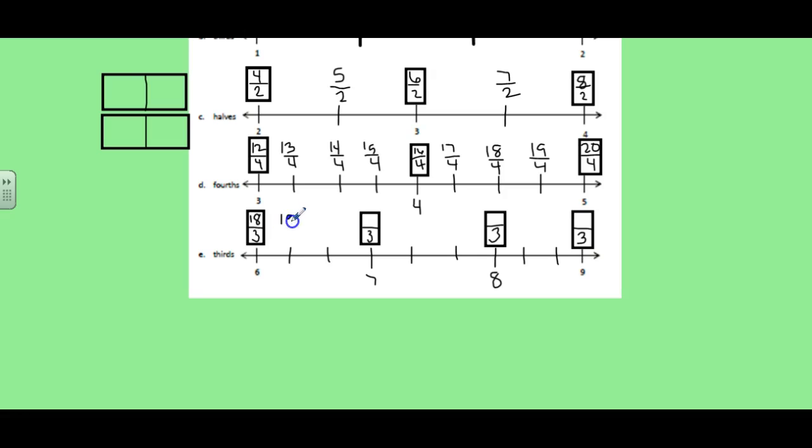So now we're going to go to 19 thirds as the next one on our number line. Then we're going to go to 20 thirds. And then 7 wholes is equal to 21 thirds. And then we're going to go to 22 thirds, and then 23 thirds. And then 8 wholes is equal to 24 thirds, because I know that 24 divided by 3 is 8. And then we got 25 thirds, 26 thirds, and then 9 wholes is equal to 27 thirds, because I know that 27 divided by 3 is 9.